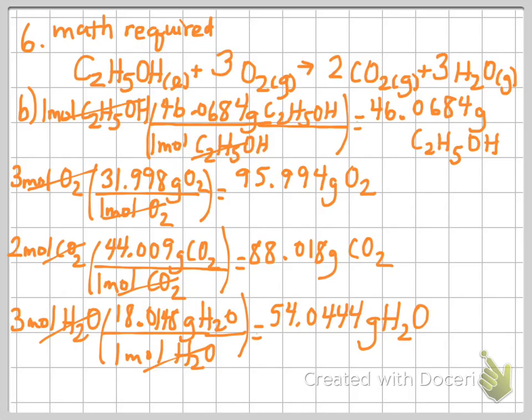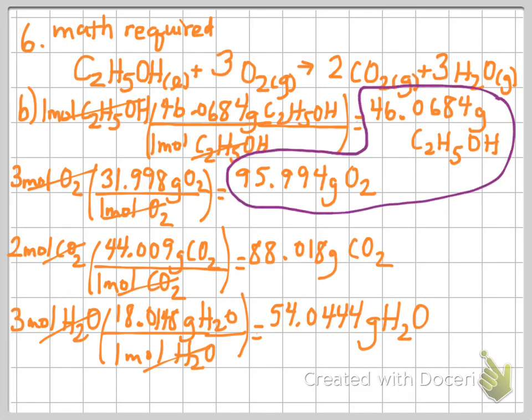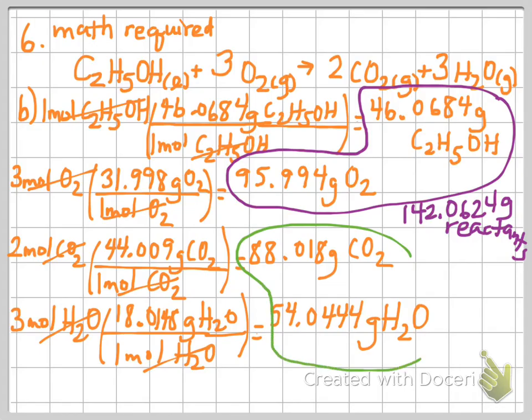Now, we haven't really proven the law of conservation of mass part yet. To prove that part, we need to add together our reactants, and when we add those together we get 142.0624 grams of our reactants. And we need to add together our products. And we get 142.0624 grams of our products. So we have proven the law of conservation of mass, okay, as asked in the question.